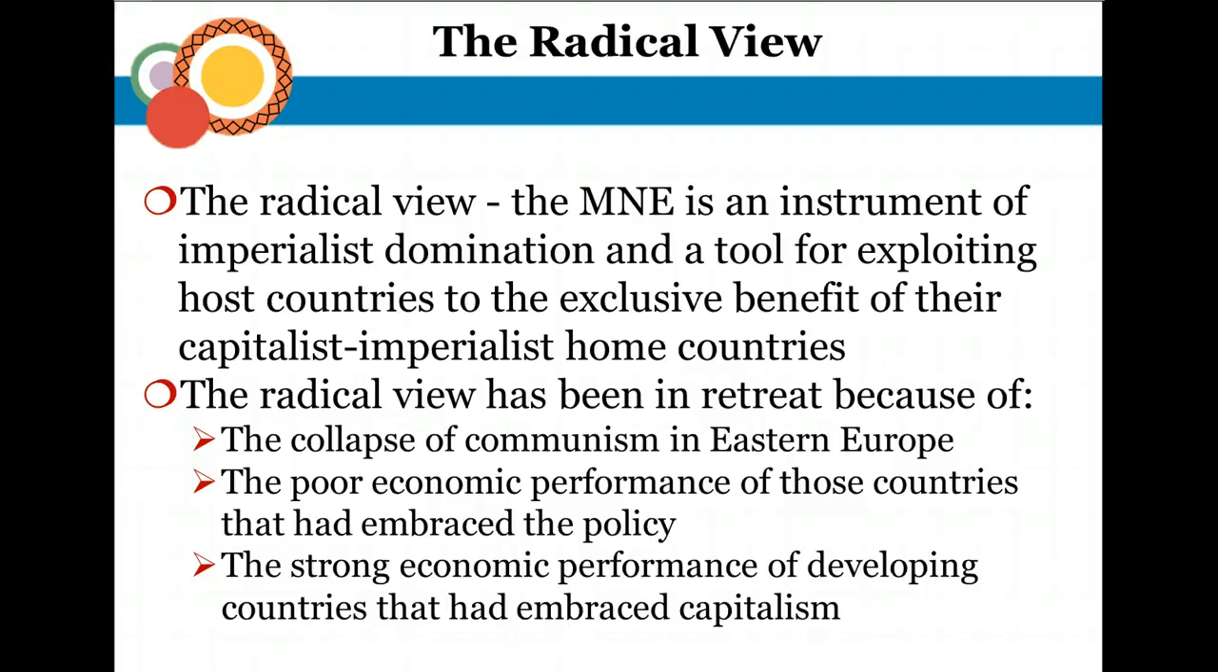There are always radical views in any area of government or investment, or when we're taking actions between countries. And they argue that multinationals extract profits from a host country and take them home, giving nothing of value to the host country in exchange. Well, I guess that can be true.